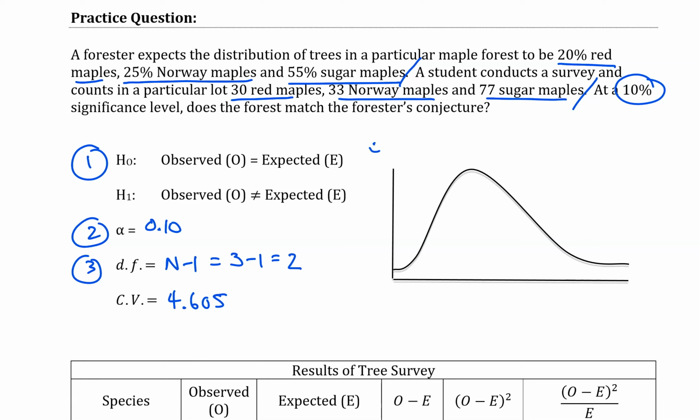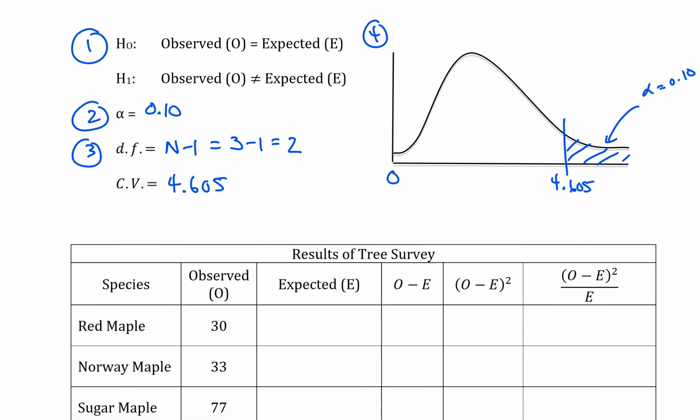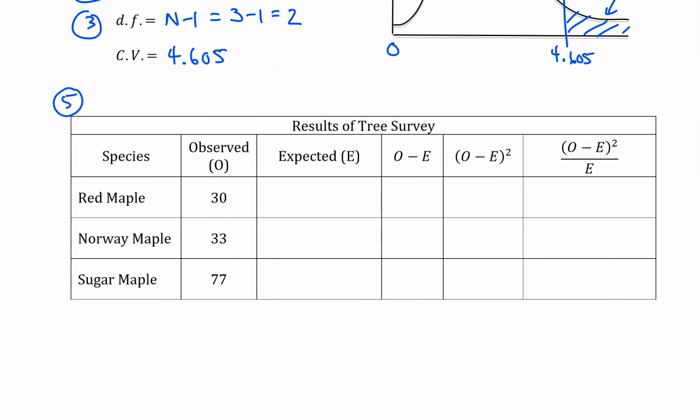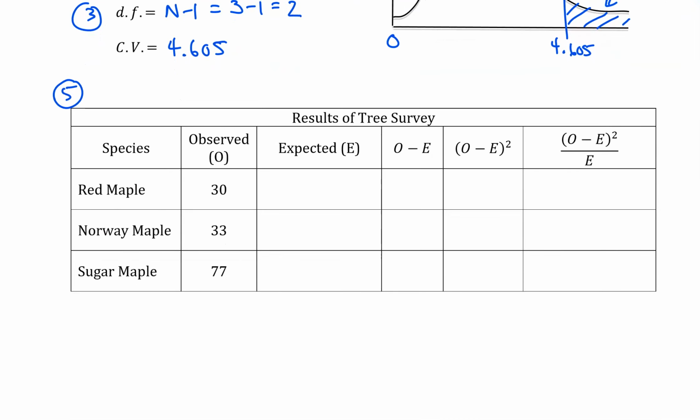4.605. Step 4, visualize, sketch it in our picture. So here's 0 and our critical value of 4.605 up here somewhere. That corresponds to a probability of 10%. And then step 5 again is where our tests deviate, and that's when we want to come up with our test statistic. So the test statistic for chi-squared test is that chi-squared is the summation of (O minus E) squared divided by E for each of our categories.